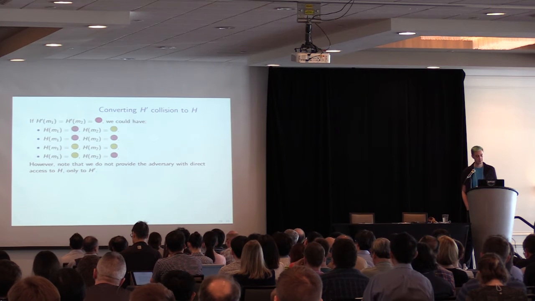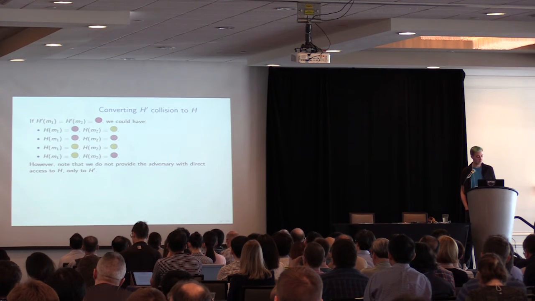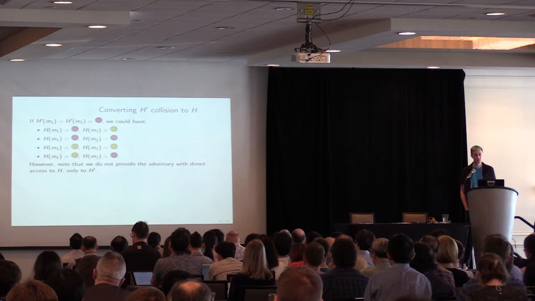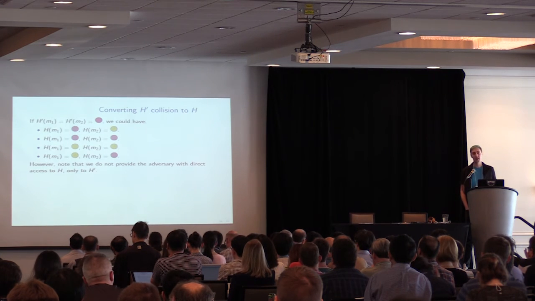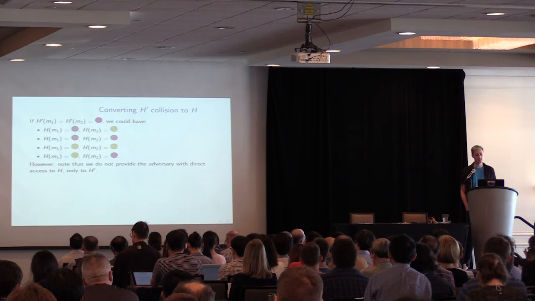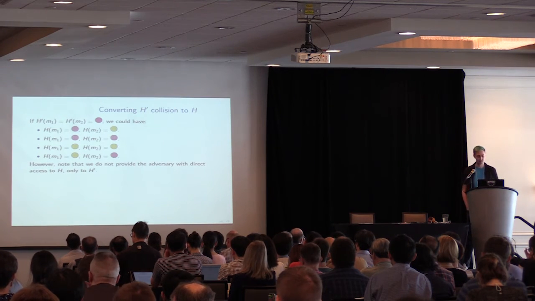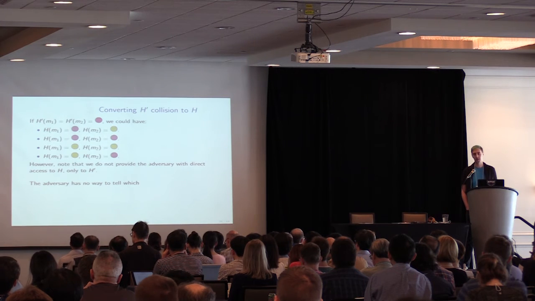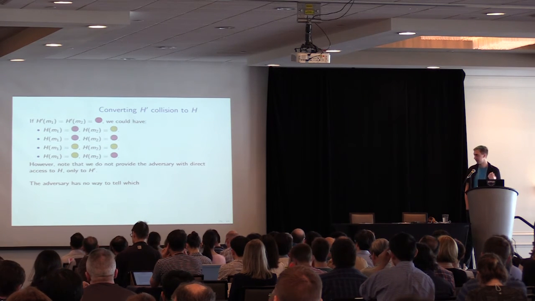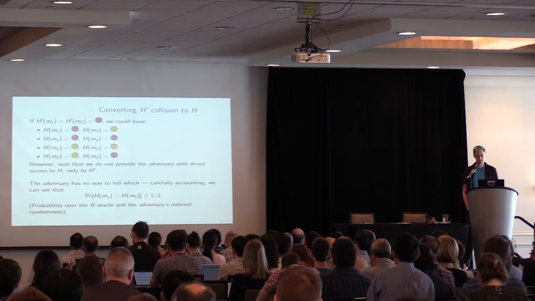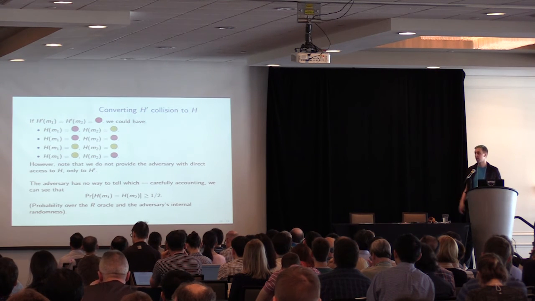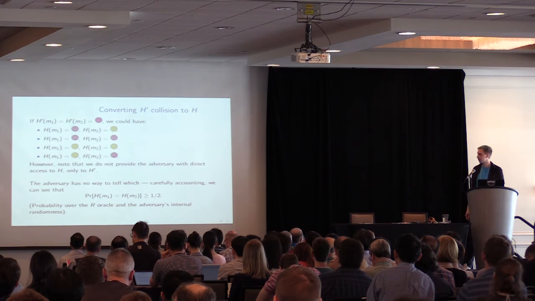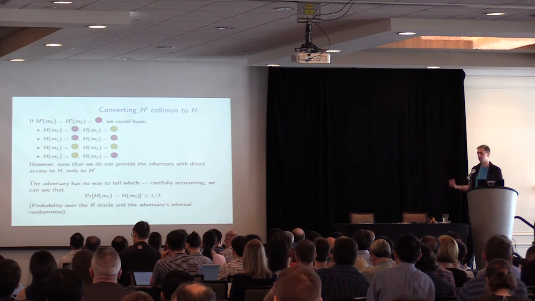However, when we think about this, we can note that the adversary is not actually provided with direct access to H. They are only provided with access to H prime, and we're assuming this because of how H is modeled as a uniformly random function. So when we don't give the adversary direct access to H, the adversary has no ability to tell which case they are in when they find a collision. And so we can argue that, roughly speaking, it will be uniform or random across all these 4 possibilities, depending on how the distribution works.